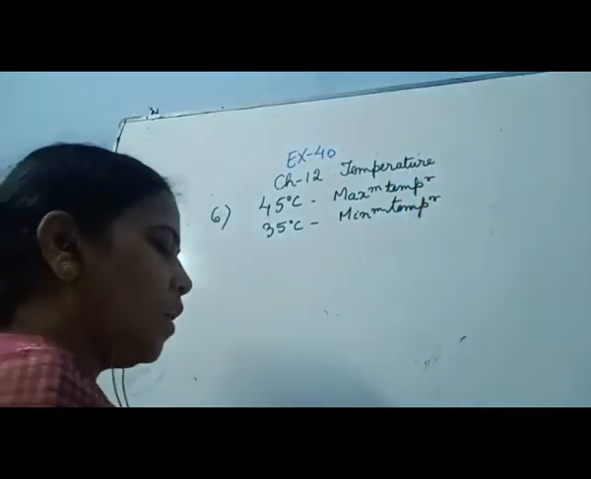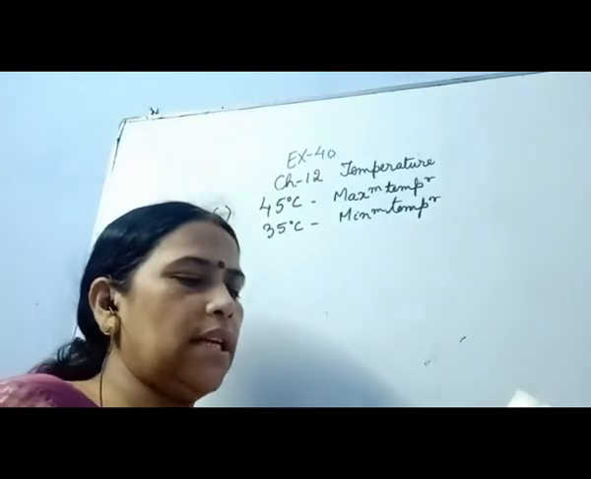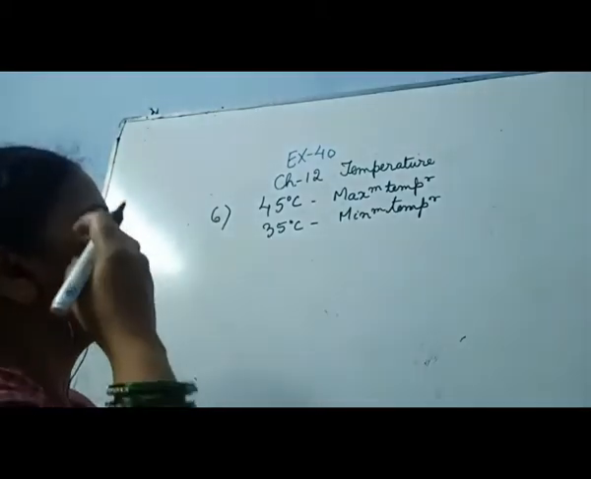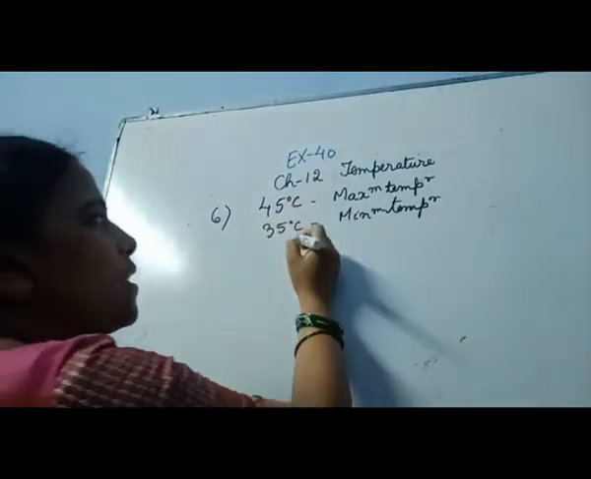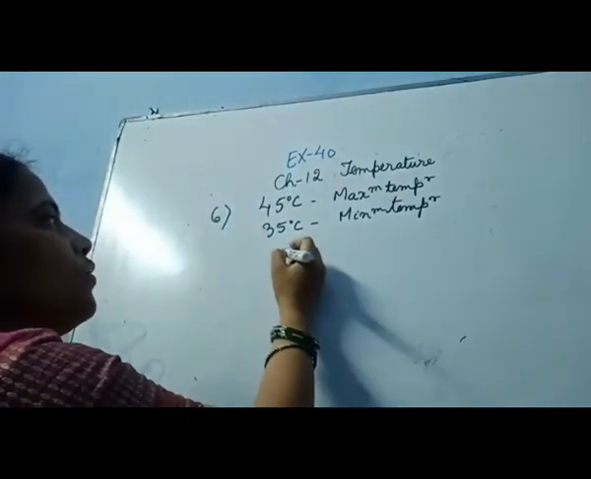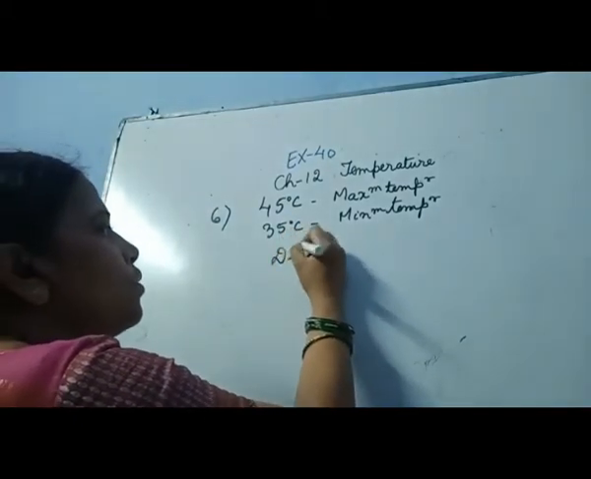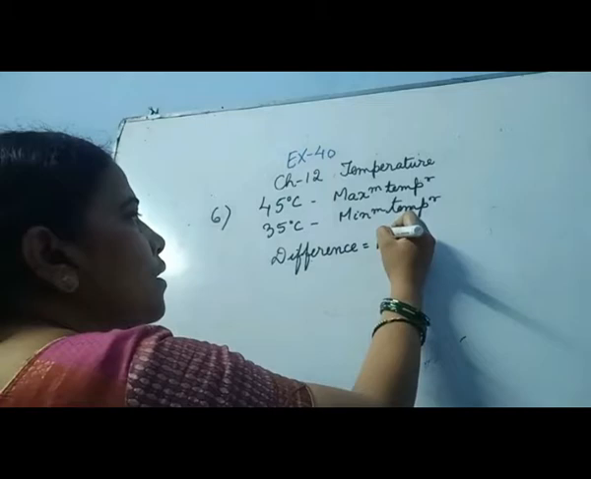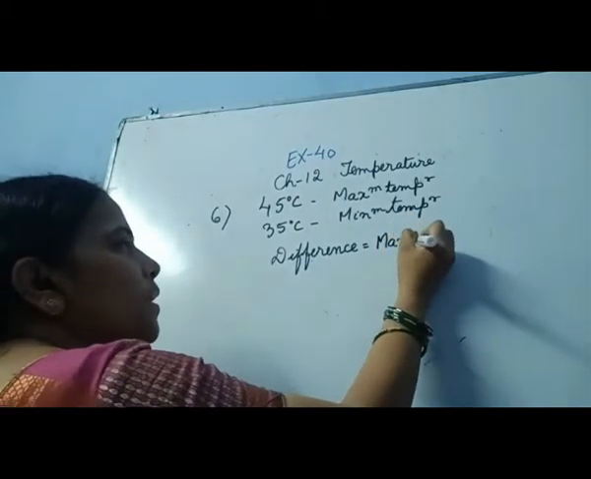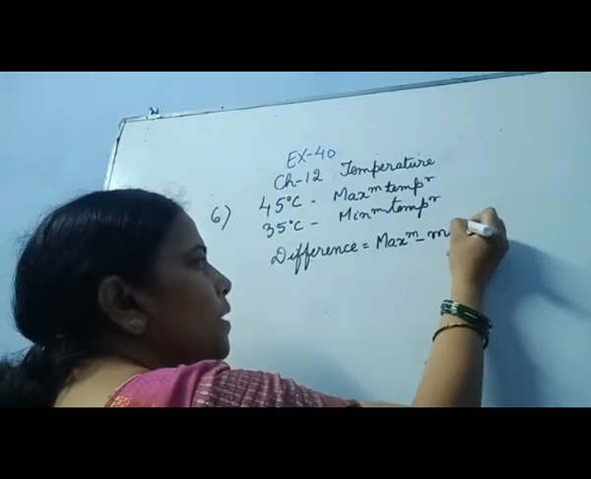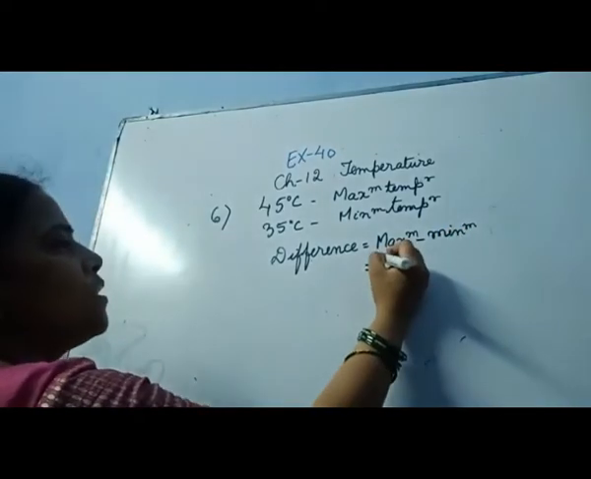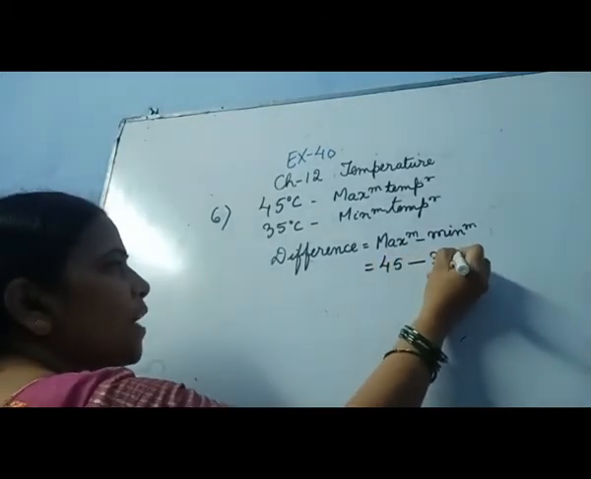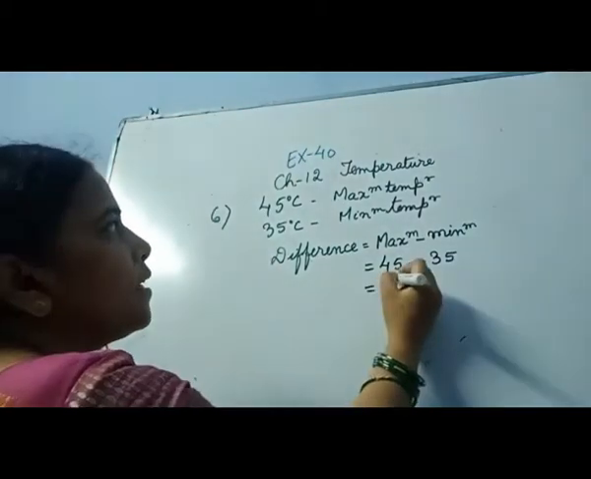Now the question is asking: what is the difference of these temperatures in Fahrenheit? You have the temperature in Celsius, you have to convert this into Fahrenheit. First of all, we will find the difference of the two temperatures. The difference is the maximum temperature minus the minimum temperature. The maximum temperature is 45 and the minimum temperature is 35. Subtracting this, we get 10.